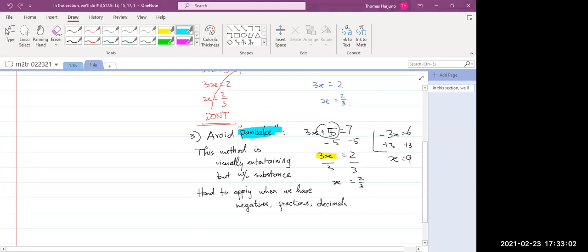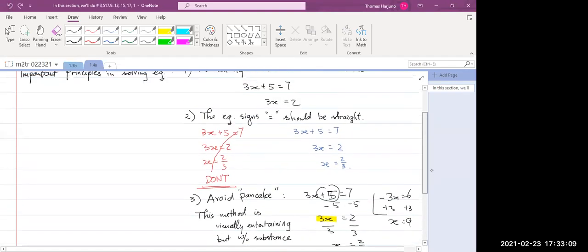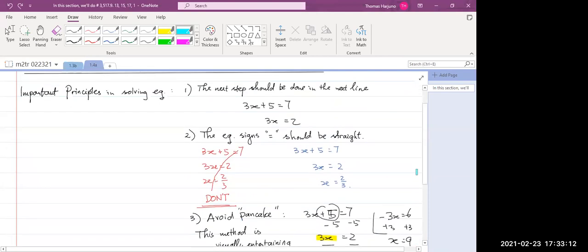Okay, I don't want to talk too much about this. Okay, if you still want to use pancake, go ahead, do it at your own risk. Okay, but if you get it wrong, don't blame it on me, saying, Thomas, you didn't explain it right. Go back to your previous teacher. That person is the one who didn't do it right.